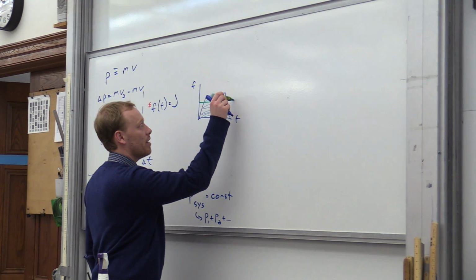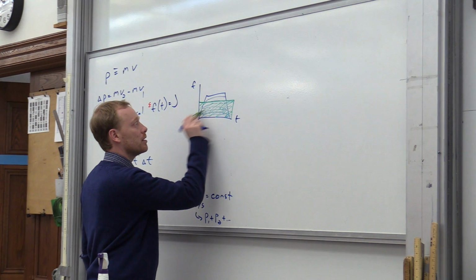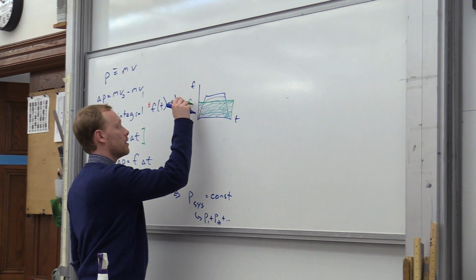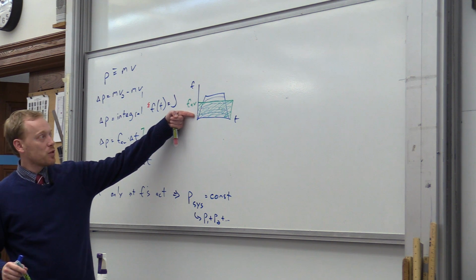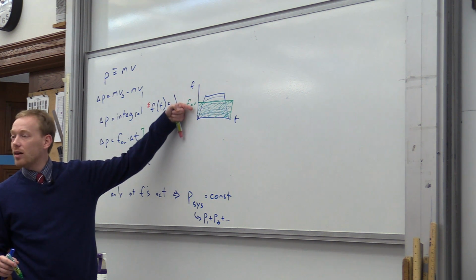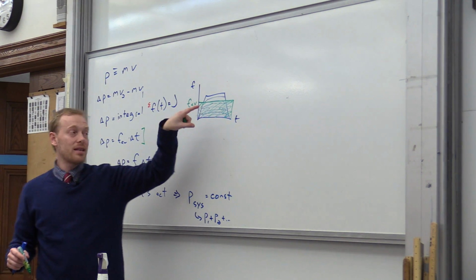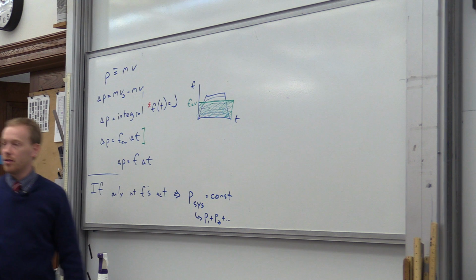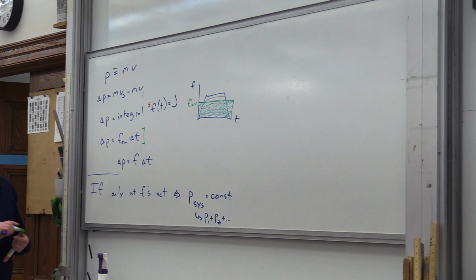The value of an average force is like this. The average force is sort of the height on this graph that will give this green rectangle the same area as the blue integral. Nick? So when would you use the delta P equals F delta t?